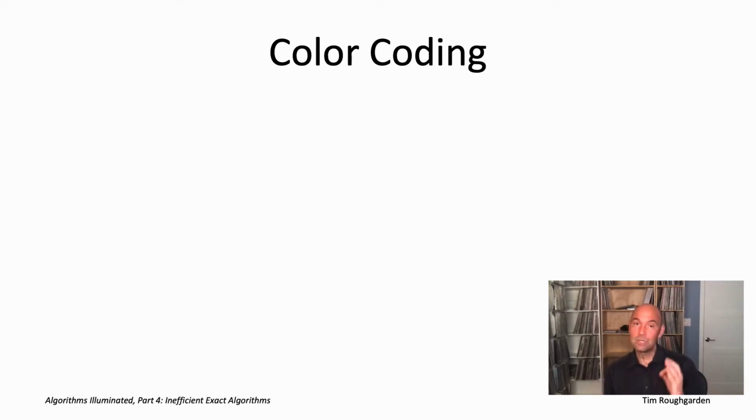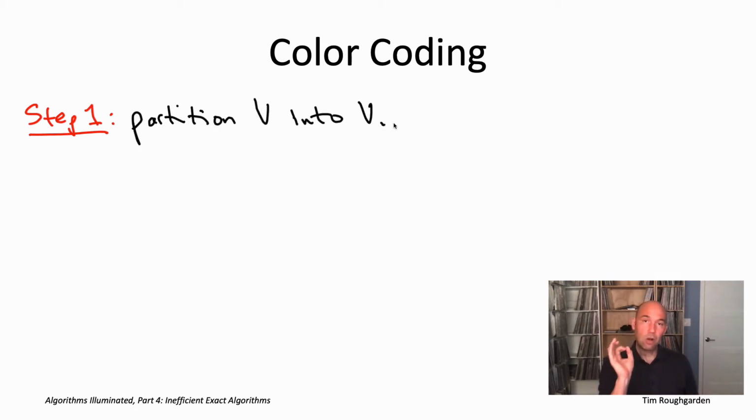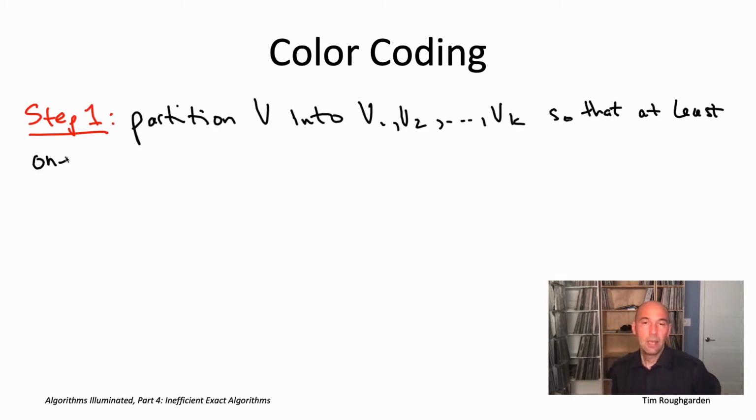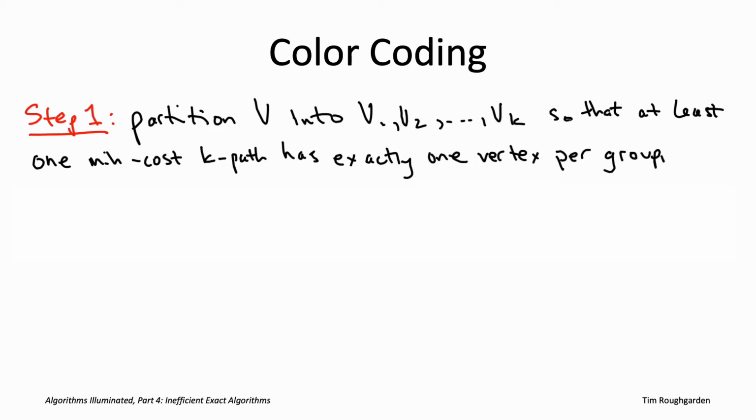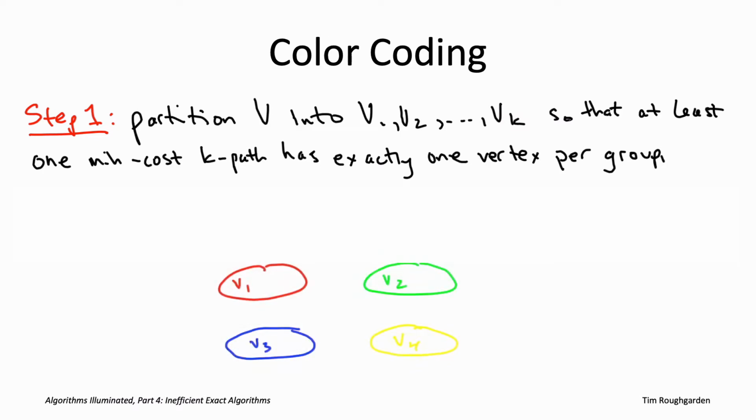So we can, using an inspired idea known as color coding. There are two steps to color coding. In the first step, that's going to be a vertex partitioning step. We've got a vertex set capital V, and we've got our target path length little k. In step 1, we're going to split the vertex set into k different groups. For example, if k equals 4, we might get a cartoon like this one.